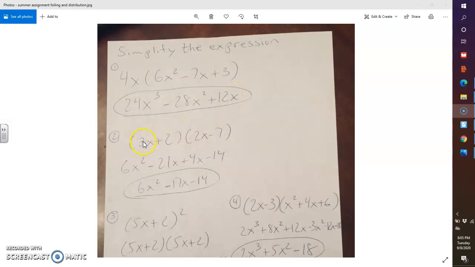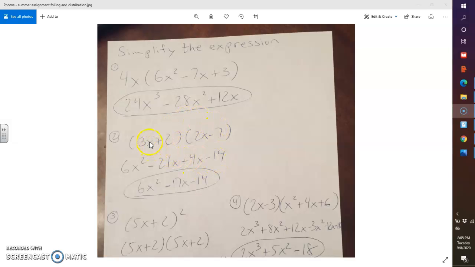And the second one, that's foiling, and that's anytime you're multiplying two binomials, two parentheses with two terms in them. And foiling is first, outer, inner, last. So the first terms are 3x and 2x. We multiply them, and we get 6x squared. The outer terms, 3x times negative 7, we get negative 21x. The inner terms, 2 times 2x, we get 4x. And then the last terms, 2 times negative 7 is negative 14.